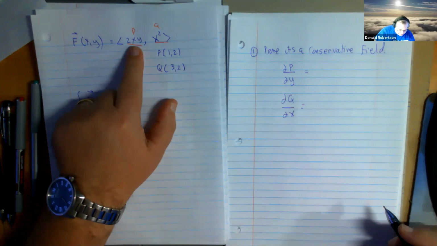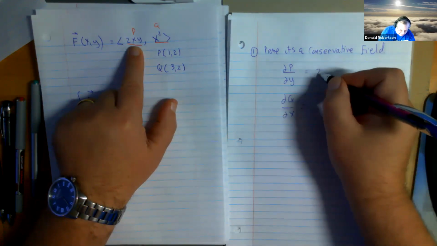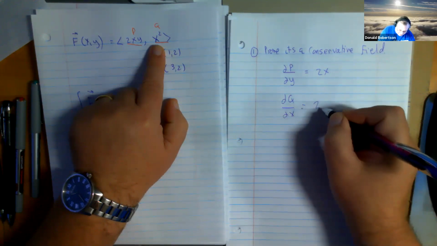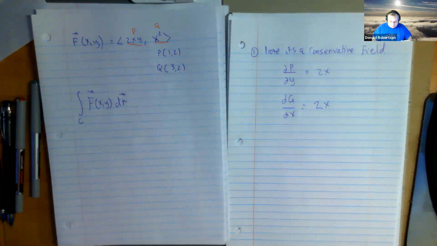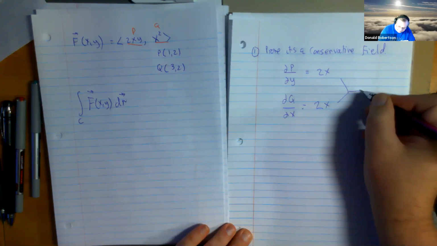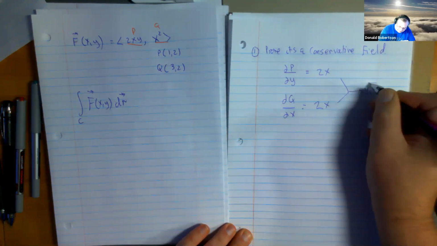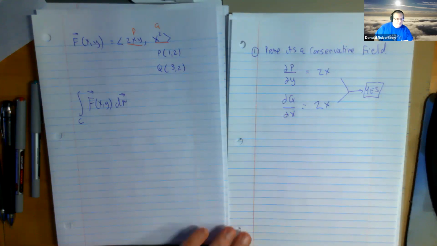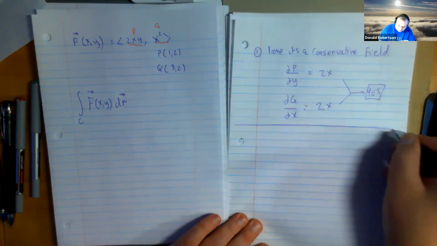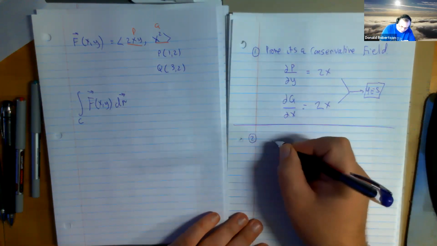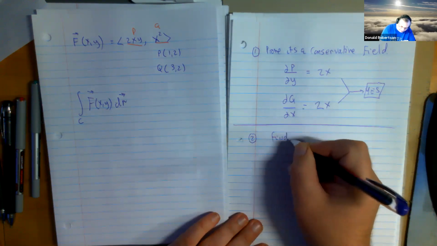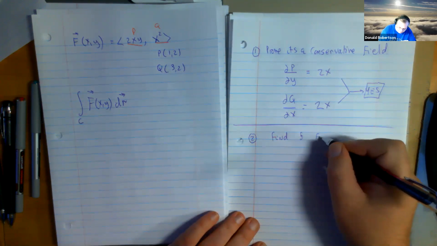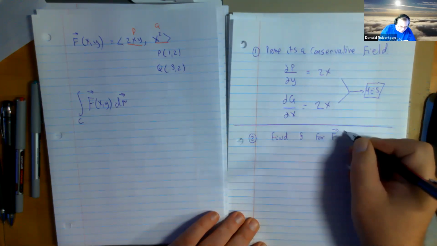So if I differentiate this with respect to Y, I get 2X. And if I differentiate this with respect to X, I get 2X. Would you agree that that is a yes? It is a conservative field. So that would be the first step. Second step, we are now going to find little f for this function.